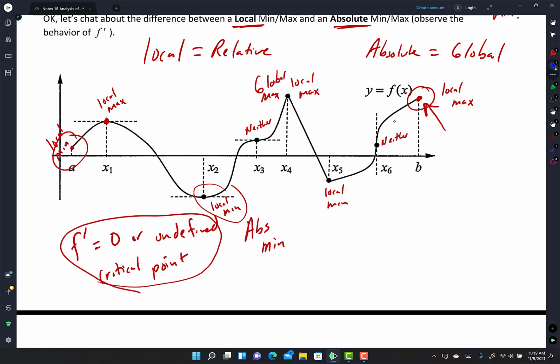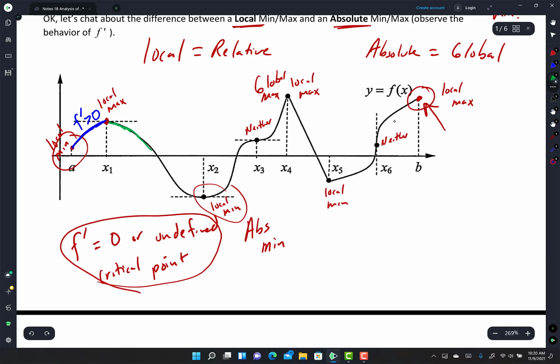I want you to notice, if you have colored pencils, this is a good place to have colored pencils. I want you to notice this part right here. Is that increasing or decreasing? So I'm going to write f prime greater than 0. Then at that local max, f prime equals 0. It's a critical point. We already called it that. And I want you to notice, I'm going to put it in green. So I'm going to use blue for increasing and green for decreasing.